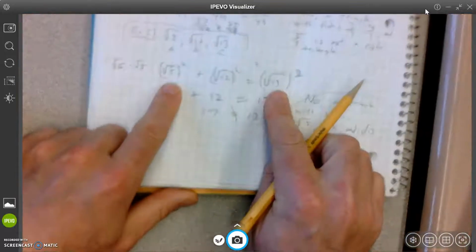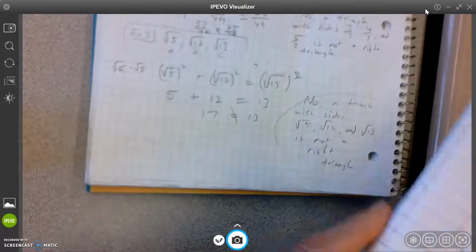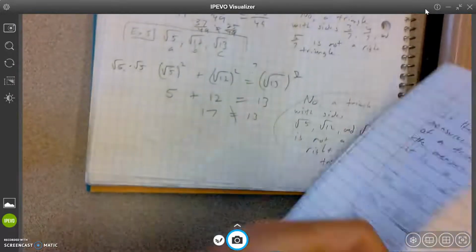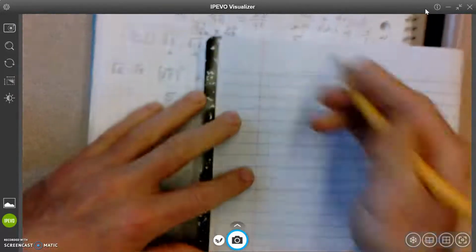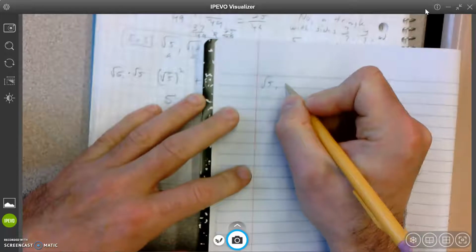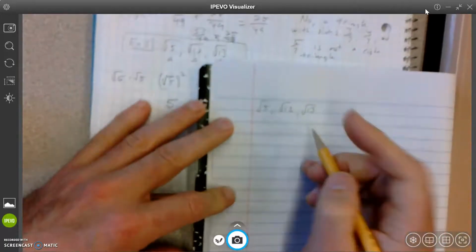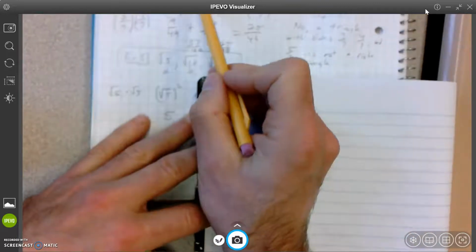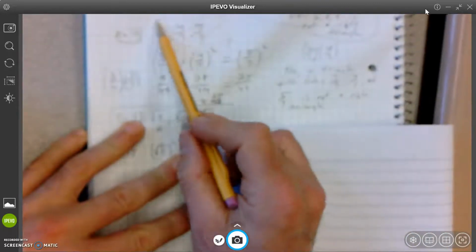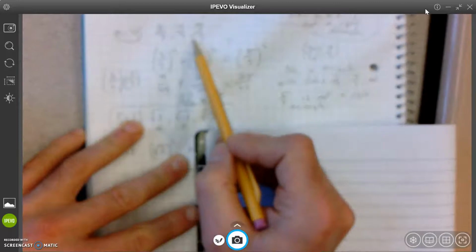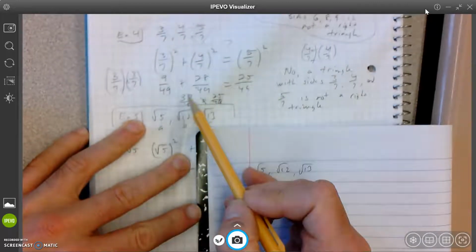Oh, here we go, down here. So I'm going to do this one next. Find a new page. Radical 5, radical 12, and radical 13. Okay, so I'm going to do this one. Oh, this one right here also. With the fractions, I've got to practice those. I just noticed that. So I can practice the fractions and practice these.